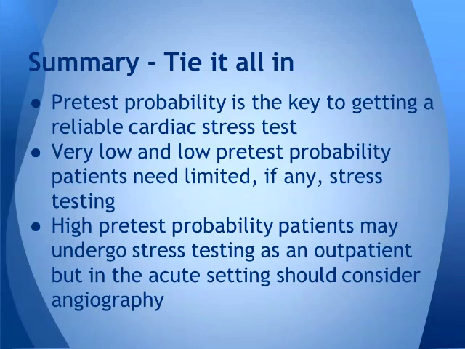If they come in the acute setting, everyone feels obligated to get a stress test on those patients. But if they're low or very low risk, even when they come to the hospital, get an echo on them or an outpatient echo. The guidelines say that for low and very low risk patients, you can just get a stress test within 72 hours. So send them home, get an outpatient exercise test. High pretest probability patients may undergo stress testing as an outpatient, but in the acute setting, you should consider angiography for those patients.